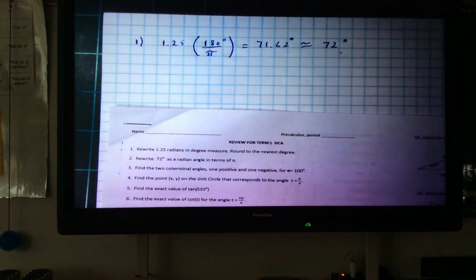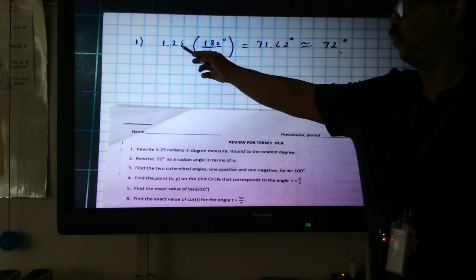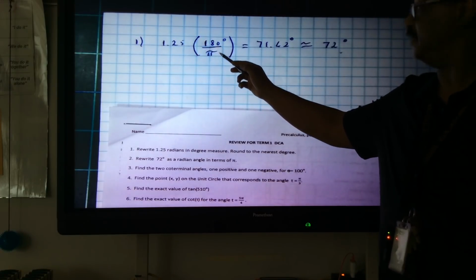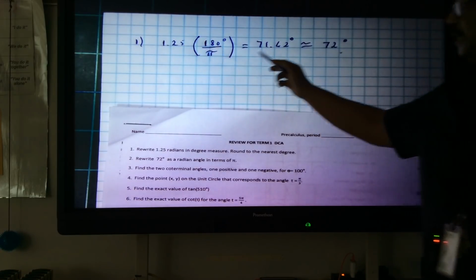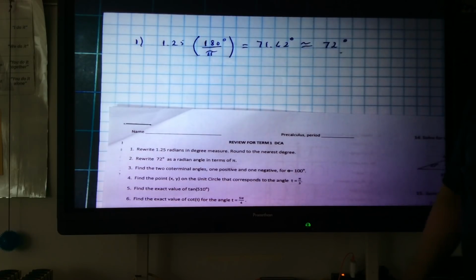Well, we use the conversion here, 180 degrees over pi to get to degrees. Multiply 1.25 times 180 and then divide by pi. And that gave me this. So you multiply 1.25 times 180. Yes, and then divide by pi.